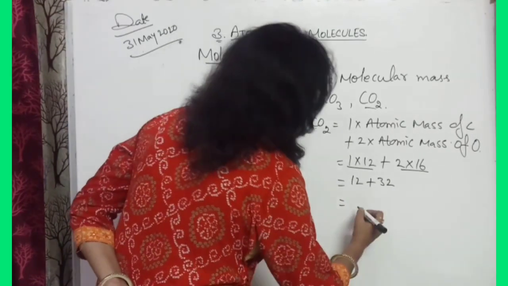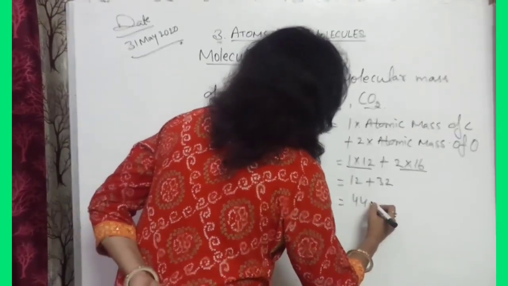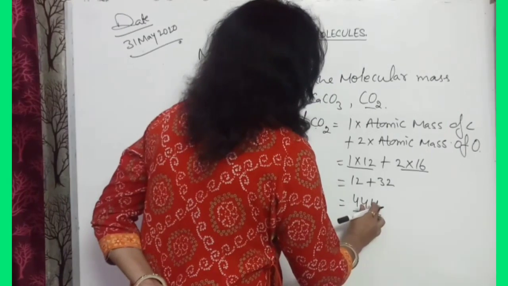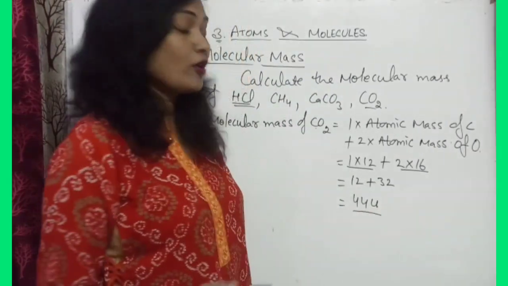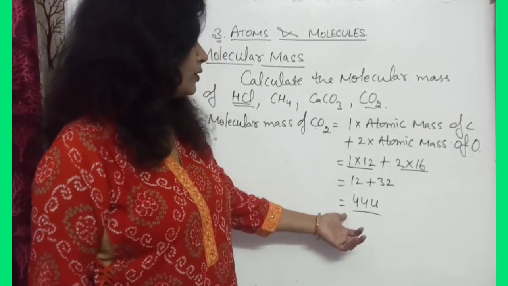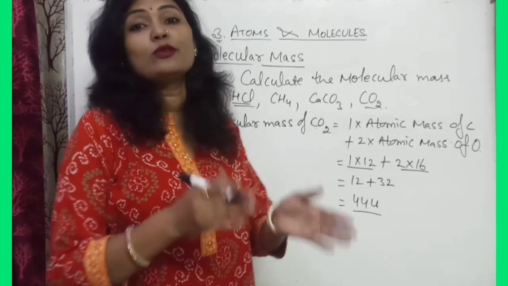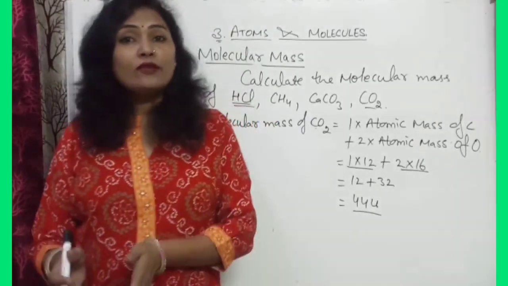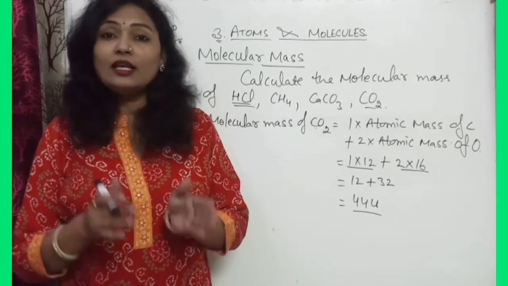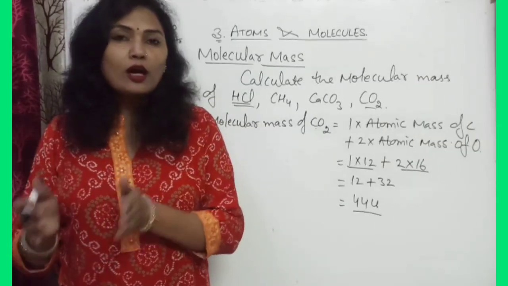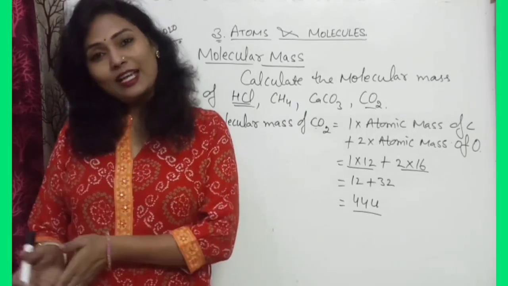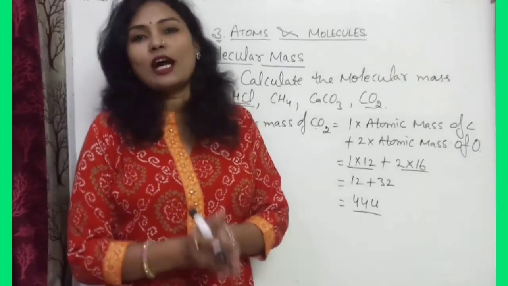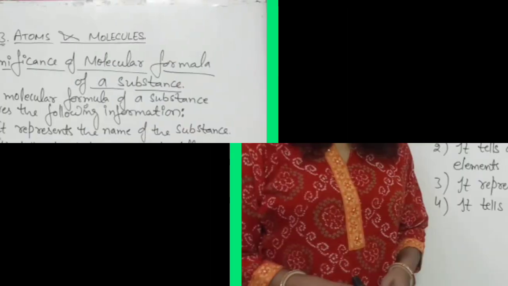And what is the answer? 44 u. So the molecular mass of carbon dioxide is 44 u. Like that, you can find out the molecular mass of every substance, or any formula, or any molecule of a compound or any molecule of an element, easily with the help of atomic masses.